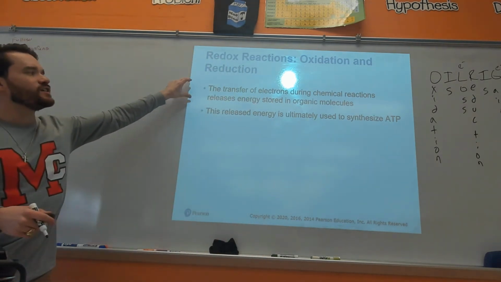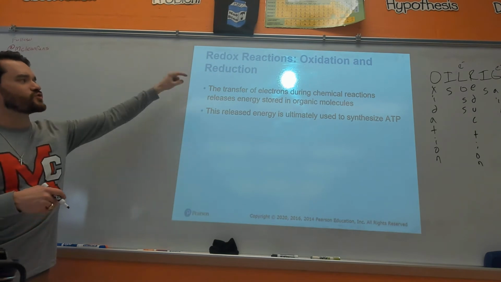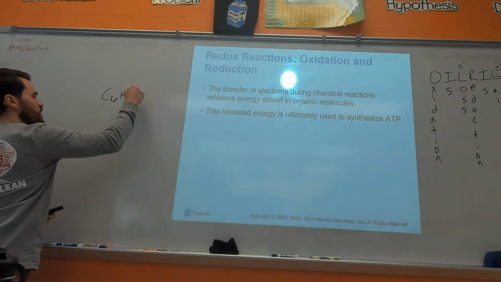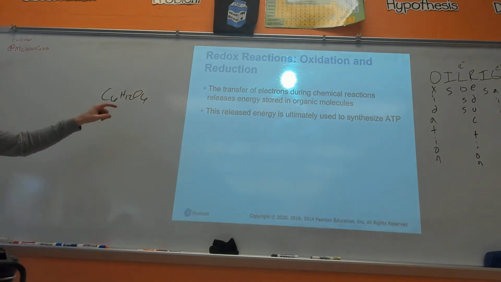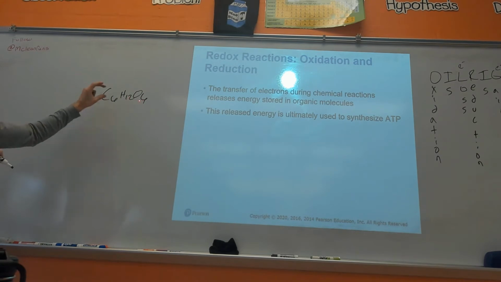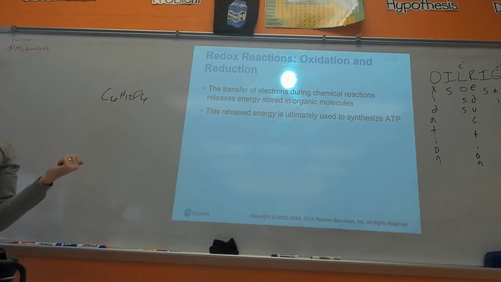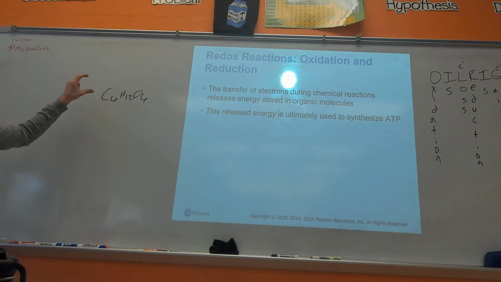The main idea of what we're doing in cellular respiration is we are transferring electrons from glucose, from C6H12O6. You're basically taking these electrons, and the removal of those electrons will ultimately fuel the synthesizing of ATP. Okay? So it's easy to get lost in some of these details, but the main idea is we're removing electrons from glucose, and we're going to use those electrons to make ATP.